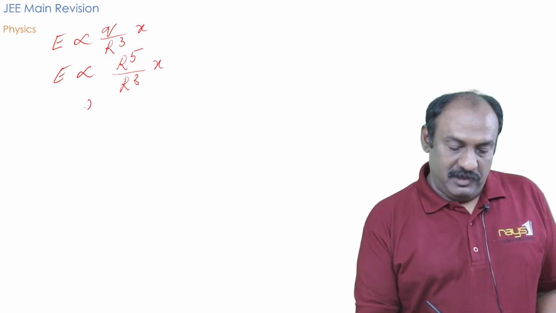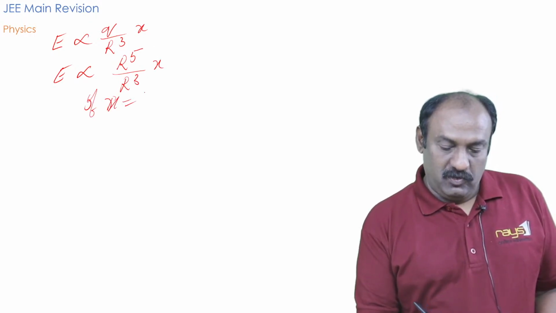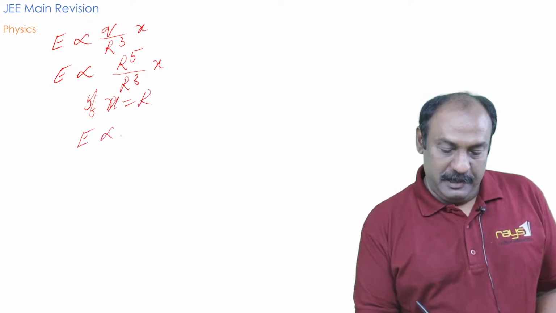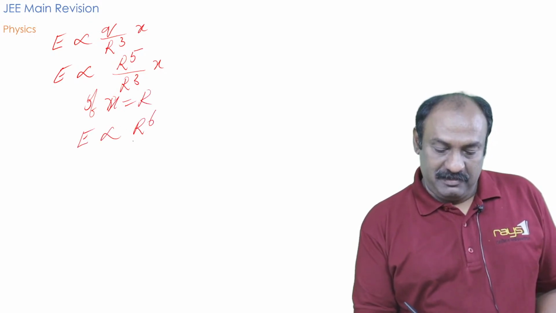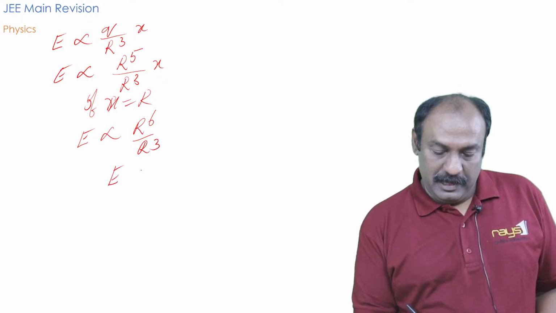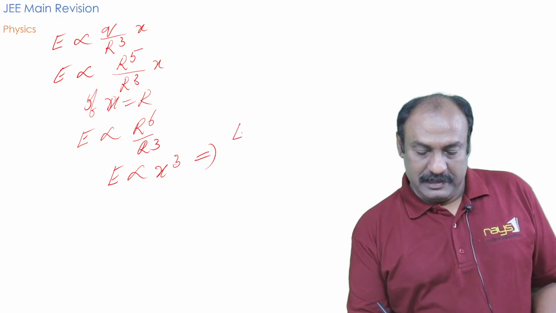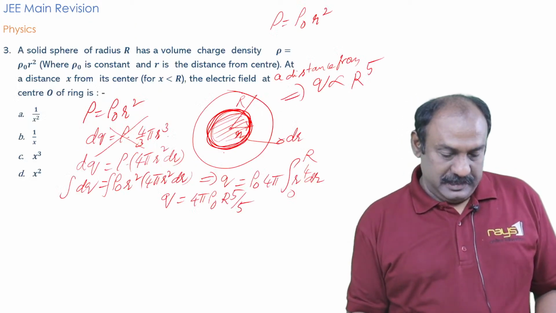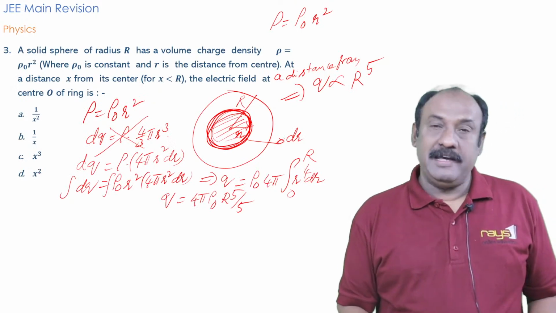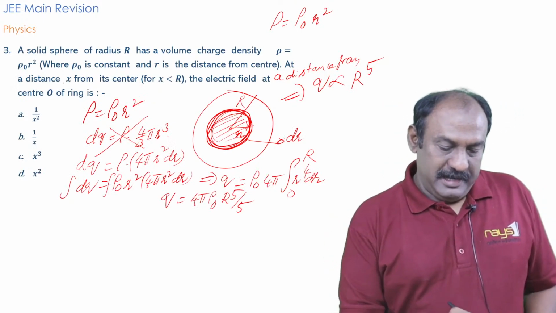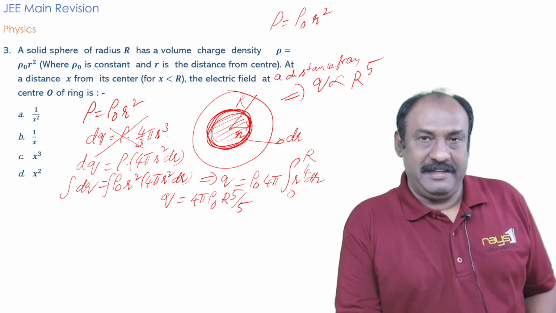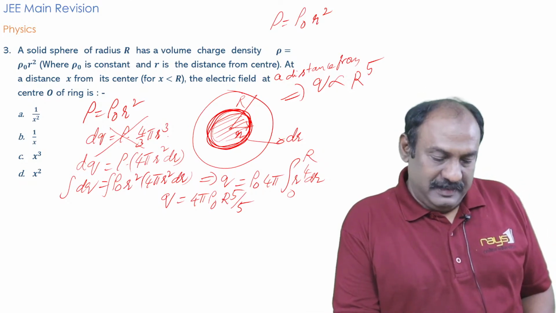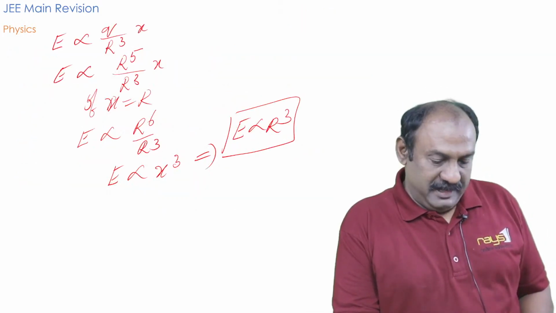But if x equals r, then E is directly proportional to r to the power 6 by r cubed. So the electric field intensity is directly proportional to x cubed, or directly proportional to r cubed. See the data here. So what do we want here? At a distance x from the center only, the electric field from the center of the ring.